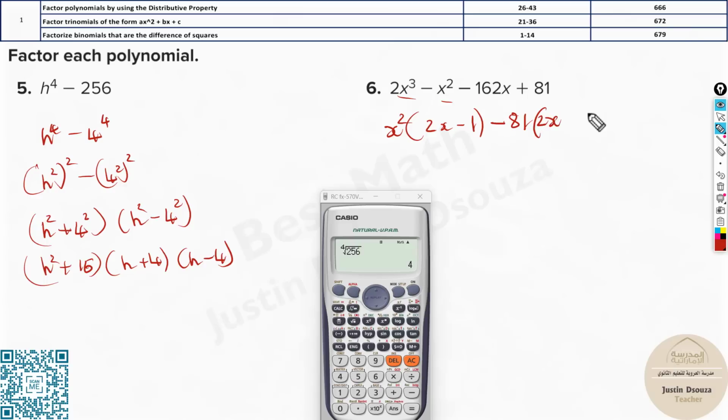162 divided by 81 is 2, and x minus 1, because 81 is gone outside. So this is x squared minus 81, and now 2x minus 1, that will be the answer. But now it's not over.